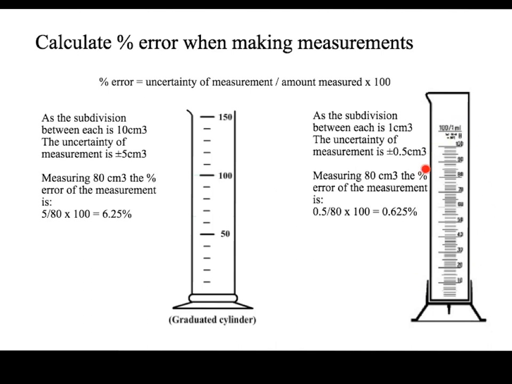With this piece of equipment, because it's more precise, because the subdivisions are much smaller, you've got a smaller percentage error. So the uncertainty is smaller, so it's 0.5. We've measured the same volume, divided by 80, times by 100. So our percentage error is 0.625%. So this is one way that shows that if you've got more subdivisions, the piece of equipment is more precise, because you've got a smaller percentage error.